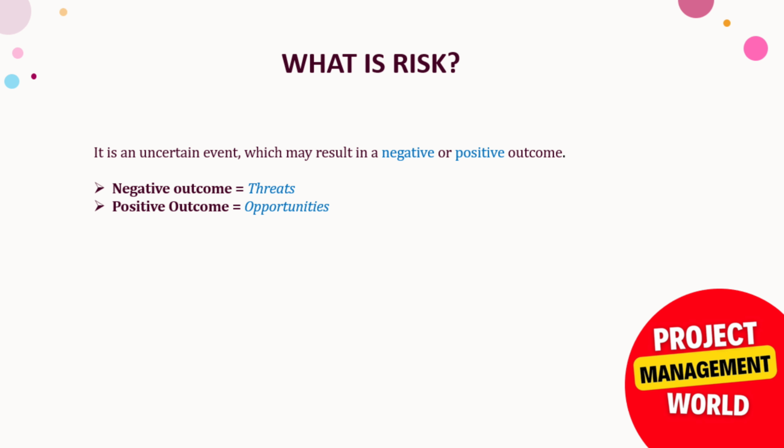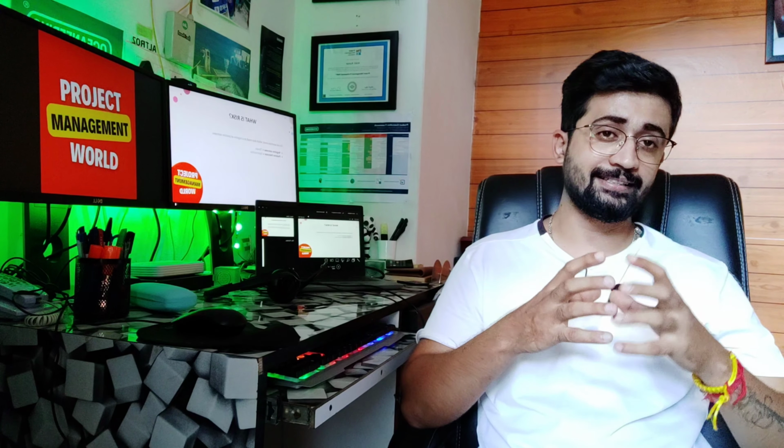So now what are threats and opportunities? The negative outcome we have here is the threat. So let's take an example. If we are constructing a project, but there is a monsoon season as well, the construction work may be hampered by the monsoon, so that is a threat to us.